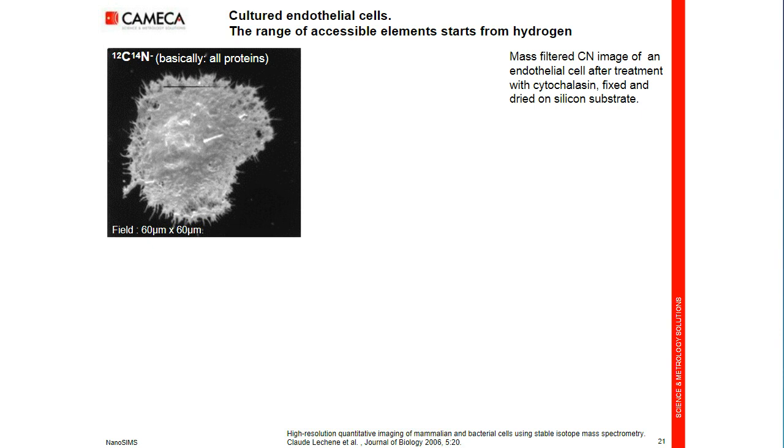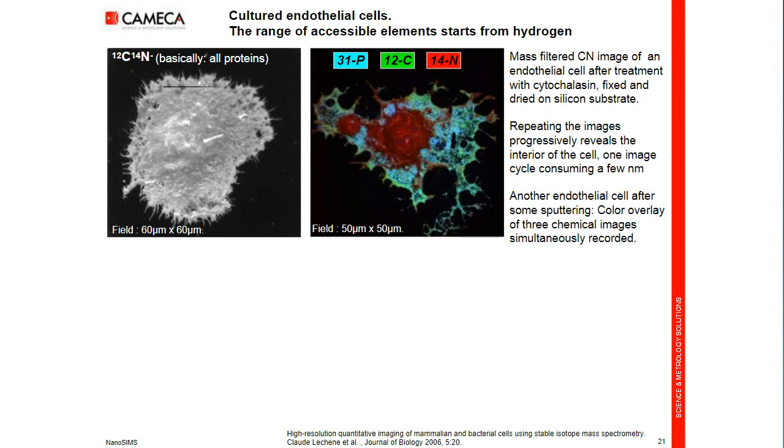And if you repeat the measurement, you will progressively penetrate inside the material. And this is what you see on the image on the right. This is an image after some sputtering. You have penetrated inside the cell and you superimpose 3 different maps recorded in parallel: carbon, nitrogen, phosphorus.